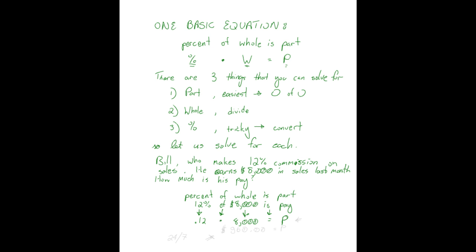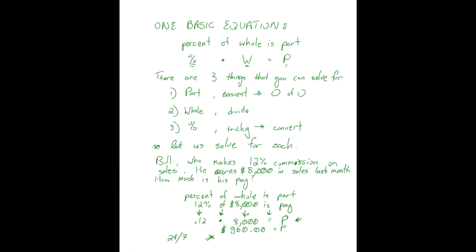So here you can see this is just an order of operations problem. The pay is already isolated. It's already solved for. All you have to do is multiply 0.12 times 8,000. And when you multiply that out, you get $960. And that would be his pay. Now, if you don't remember how to multiply by decimals, please look at the other links in the 24/7, and they will show you how to do that. Okay? But we're focused on applications of percent.